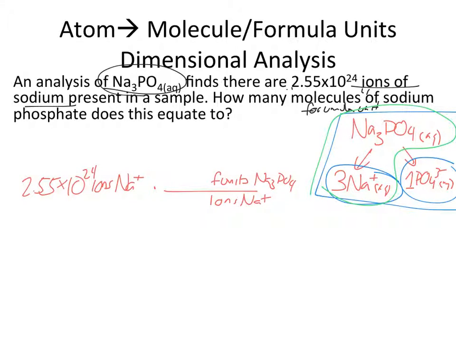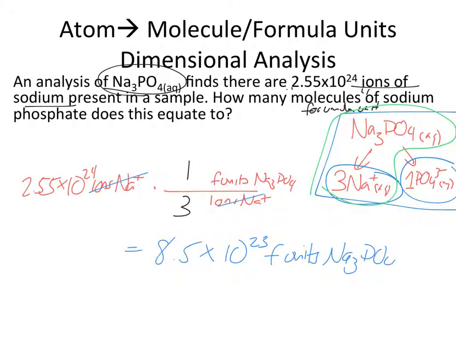Now, what is my relationship between formula units of Na3PO4 and ions of sodium? It's right over here. One formula unit of sodium phosphate equals 3 ions of sodium. So I'm going to put that over here, 1 and 3. Effectively, I'm taking this number, dividing it by 3, and my units cancel out. And what I get here is 8.5 times 10 to the 23 formula units of Na3PO4.